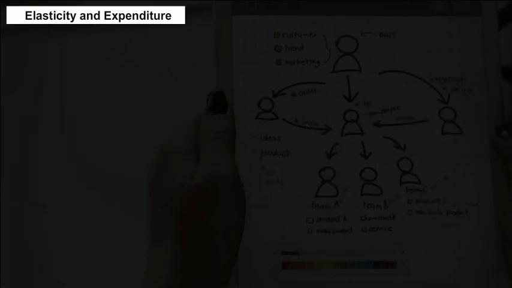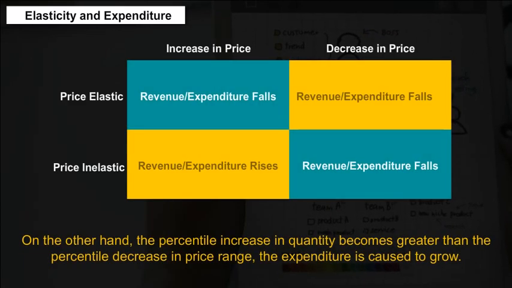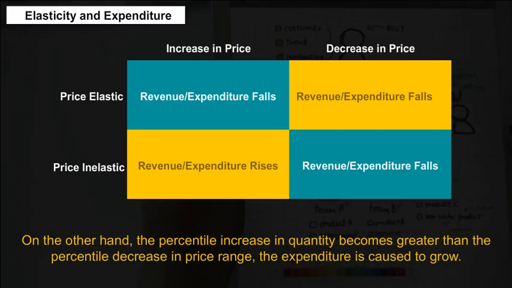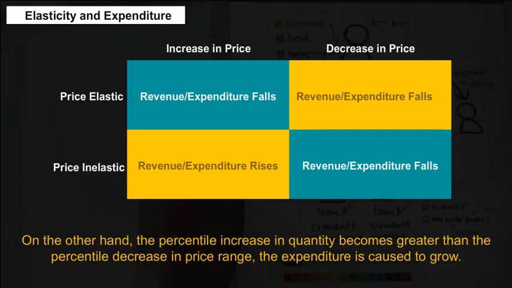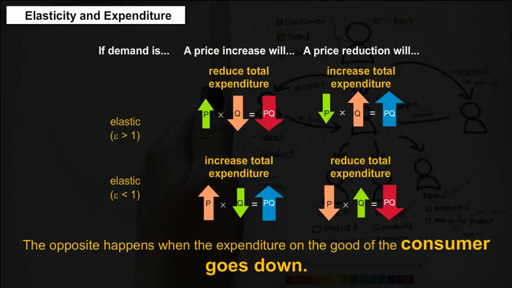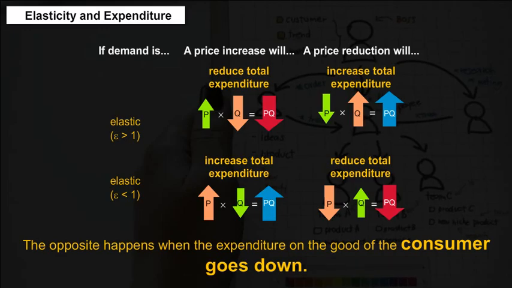On the other hand, when the percentage increase in quantity becomes greater than the percentage decrease in price, the expenditure grows. The opposite happens when the expenditure on the good by the consumer goes down.